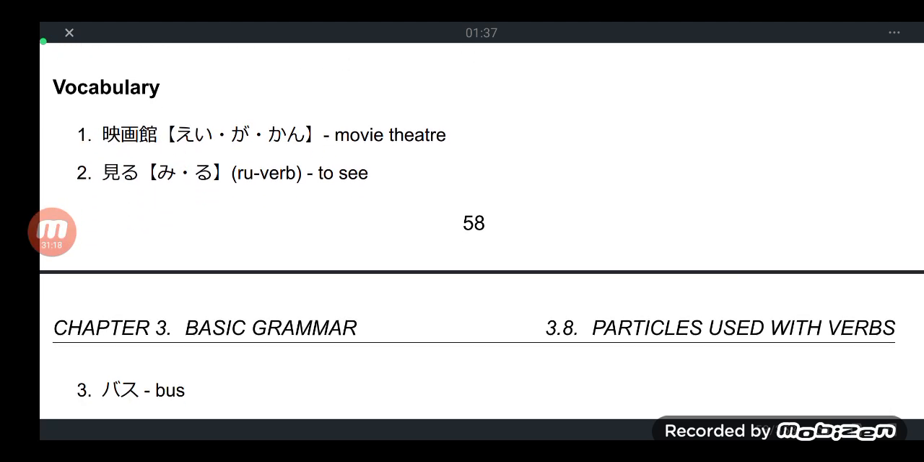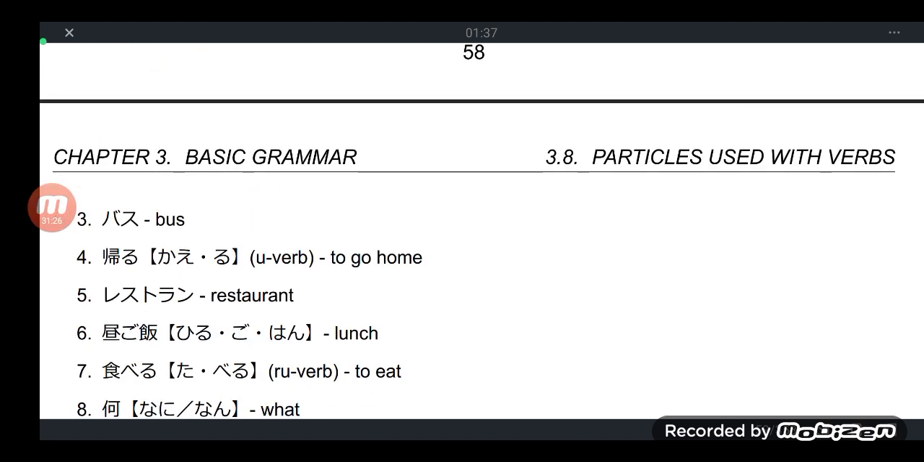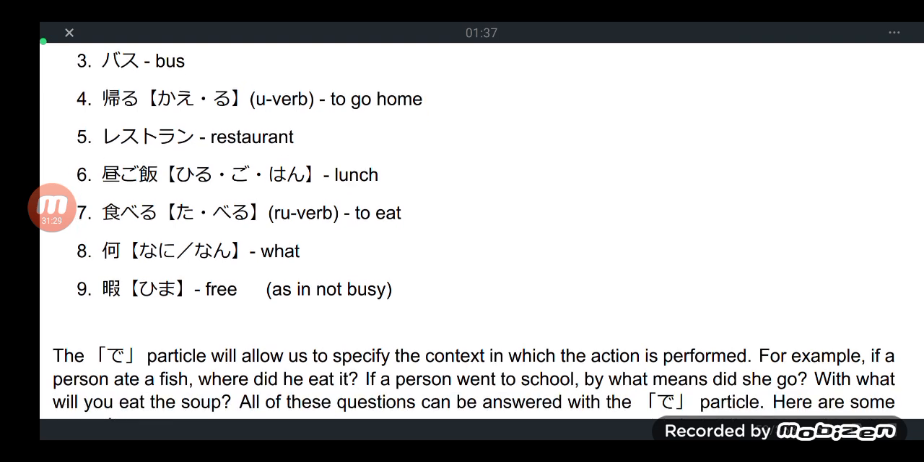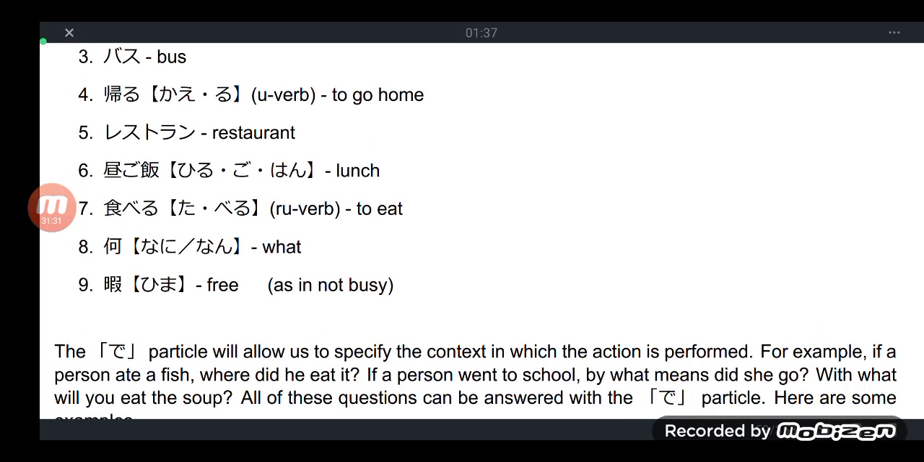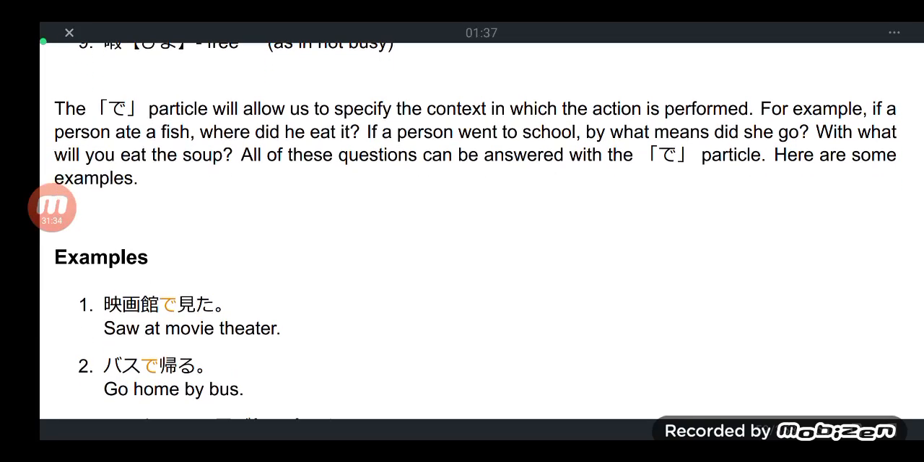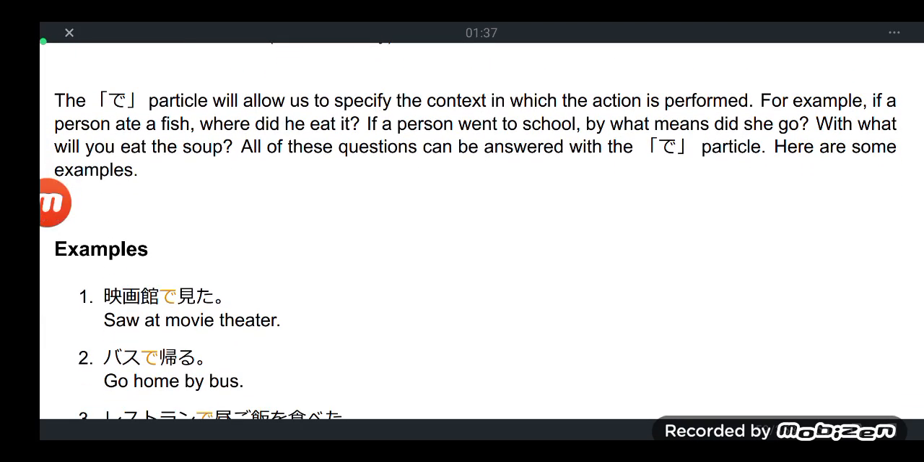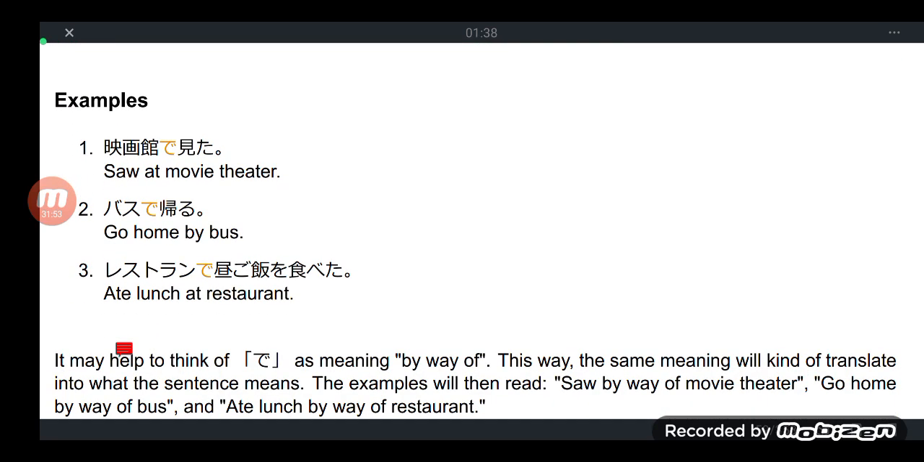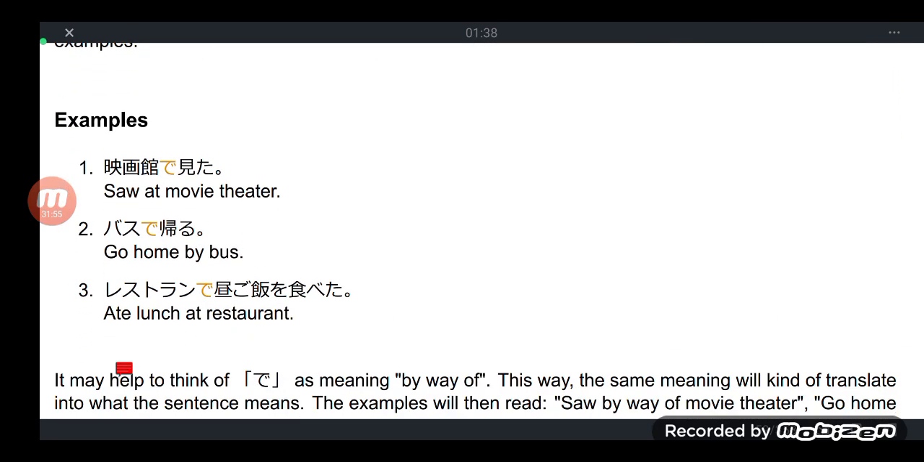So please screenshot this vocabulary just like this one. Eigakan, movie theater. Miru, an ichidan verb or ru verb meaning to see. Basu, bus. Okay, just screenshot this vocabulary, minasan. And then the de particle will allow us to specify the context in which the action is performed. You may screenshot these introductory notes from our reference, but I have an easier way to understand this.